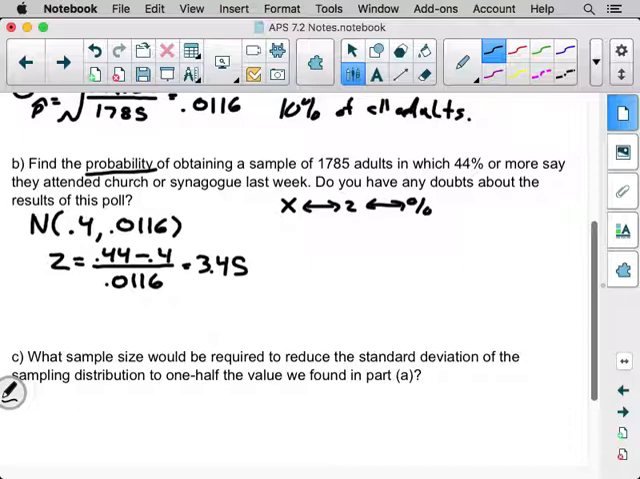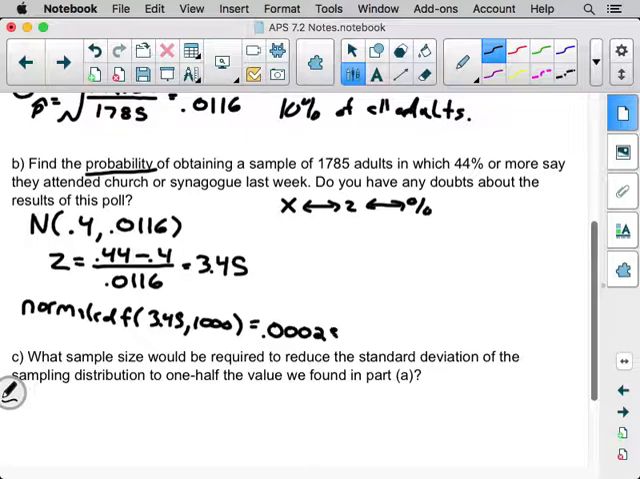Now that I have a z-score, where can that go in the calculator? Normal CDF. And it's that or more, so wouldn't we start at that value and just head upwards? It is going to be very small, yes. Oh, it's even one of the weird scientific notation numbers. 0.00028. So really, really rare.